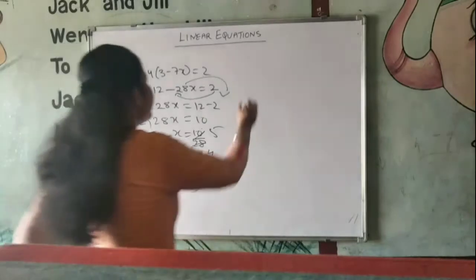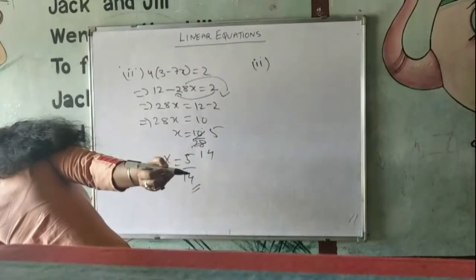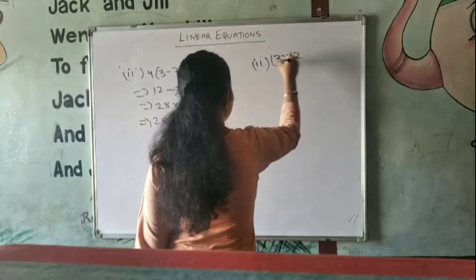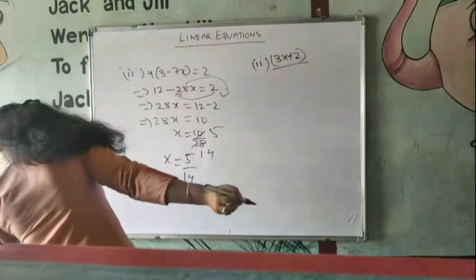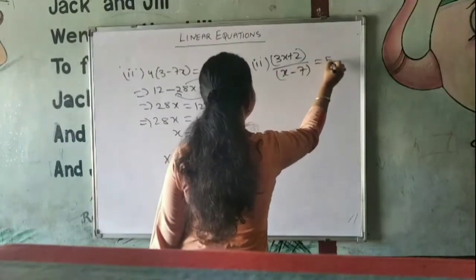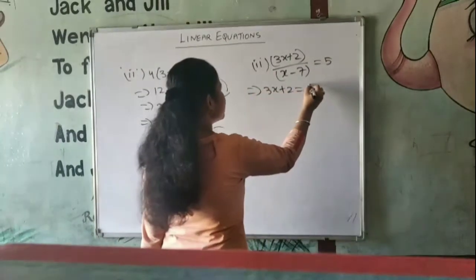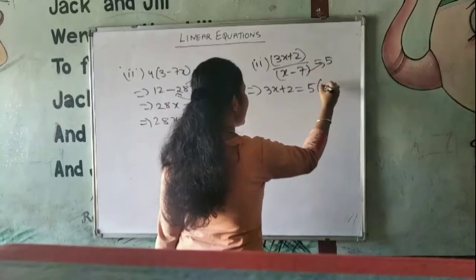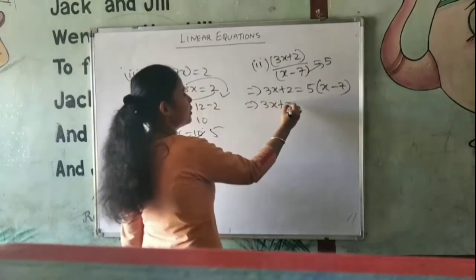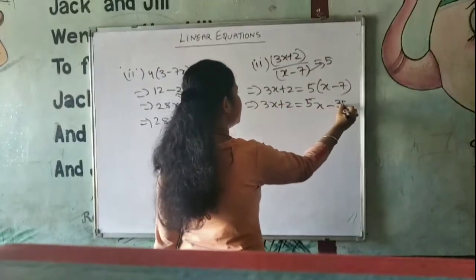Now if it is given in the division form, what can you do? 3x plus 2 divided by x minus 7 is equal to 5. So 5 into x minus 7. So 3x plus 2 you can write. 5 into x is what? 5x, 7 5s are 35.